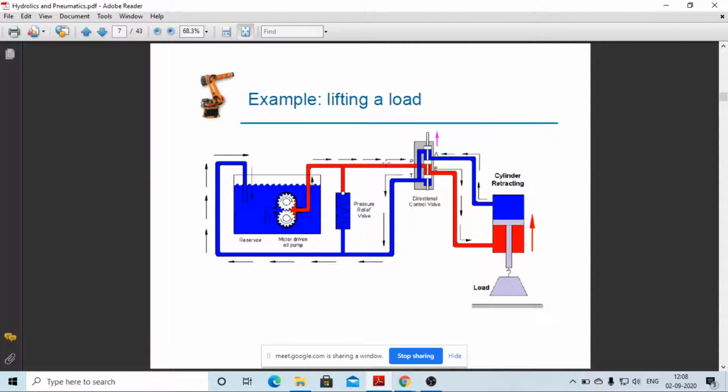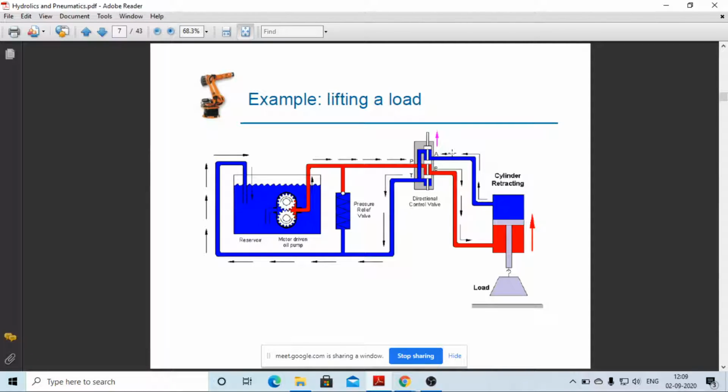In some textbooks you will find that P is the pressure port and T is the termination port. In some textbooks, in place of T you can find R, that is the return line. So here you can understand the pump port and the tank port, and A and B are the user ports.